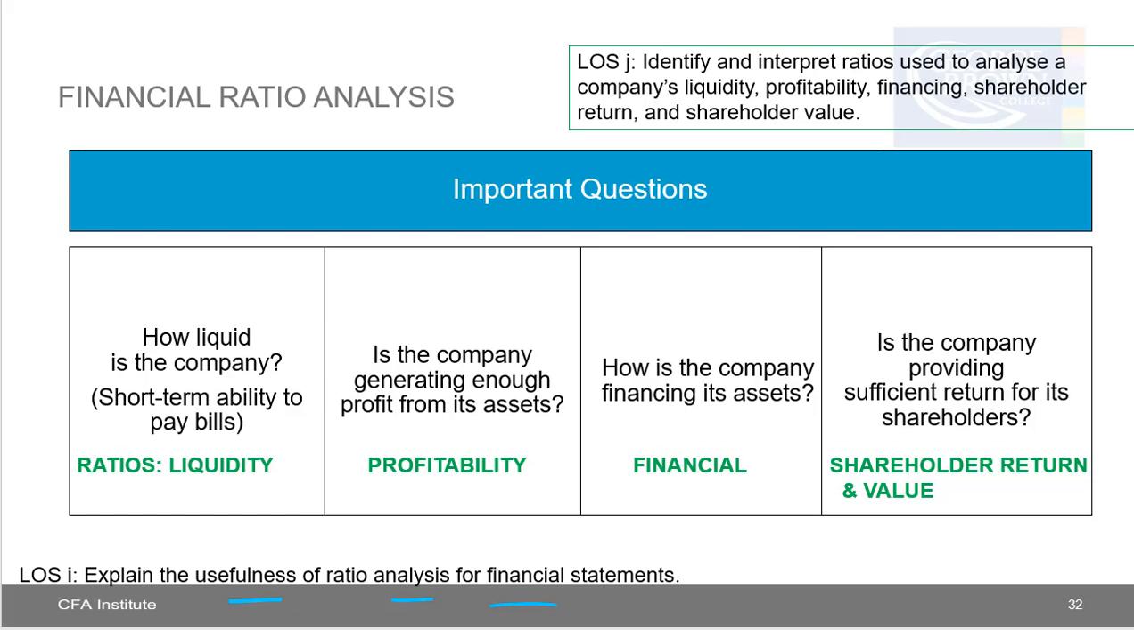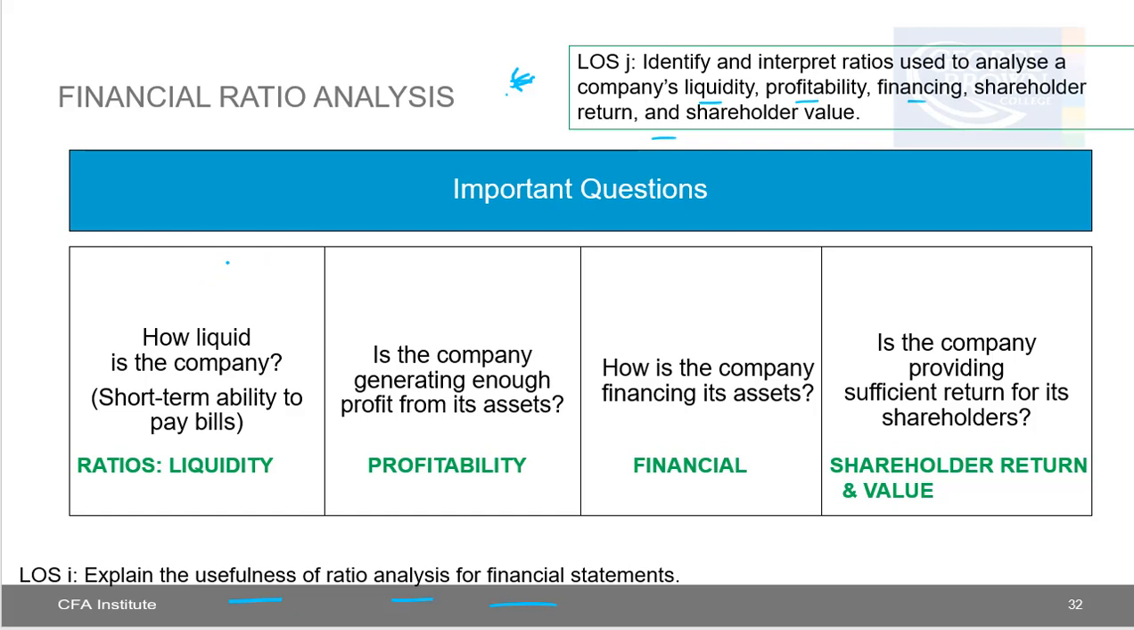Number 3 is how is the company financing its assets? And finally, number 4, is the company providing sufficient return for its shareholders? So you can see as we move on to the next learning outcome statement, J, it's going to be identify and interpret ratios used to analyze a company's liquidity, profitability, financing, shareholder return, and shareholder value.